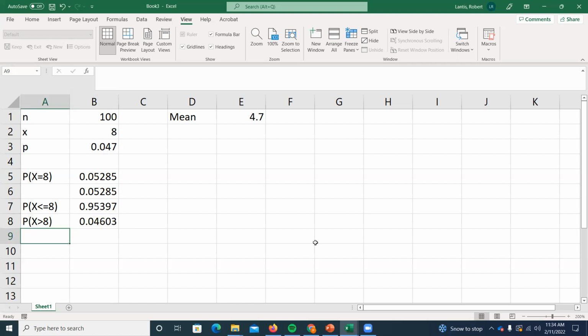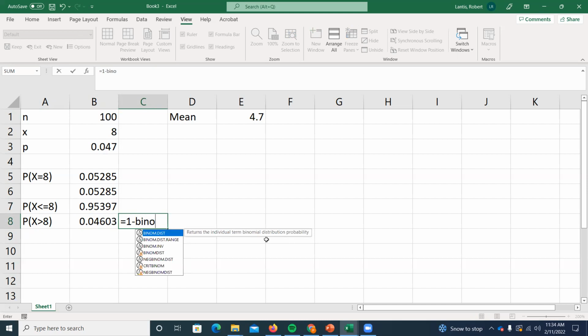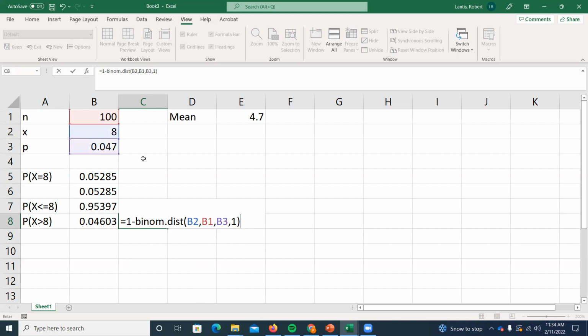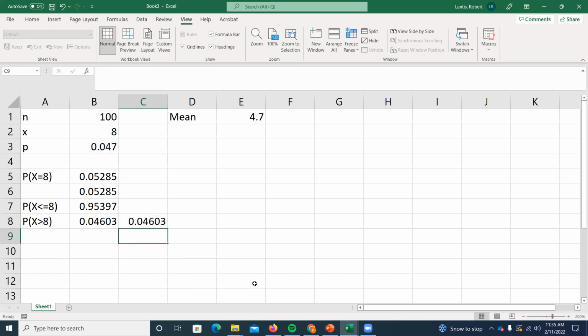Questions on that? Yeah. So all I did there was 1 minus the probability that X is less than or equal to 8. I could have done this all in one cell, something like this, where I did number of successes, comma, number of trials, comma, probability of success, comma 1. So this finds the probability X is less than or equal to 8, and subtracts it from 1. I know 1 minus the probability of an event should be the probability of its complement. So I can do it all in one cell if I want to, or I can break it down so I can see the steps, which makes it a little bit more clear. Okay.